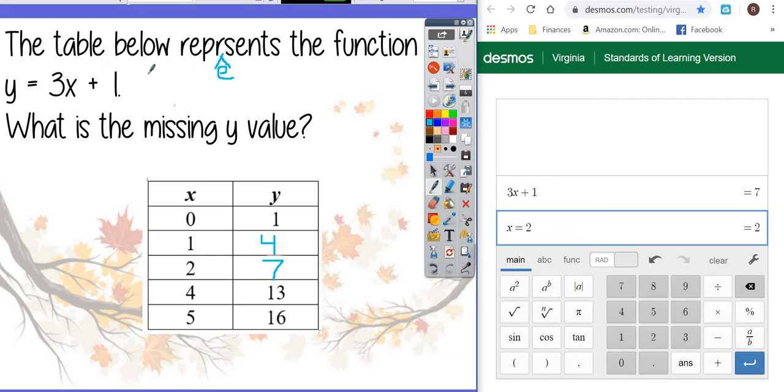So these are super simple to get. You just have to concentrate, be careful, type them in correctly, and make sure to plug in the right number to make sure you get out the correct number. All right, let's see what's next.